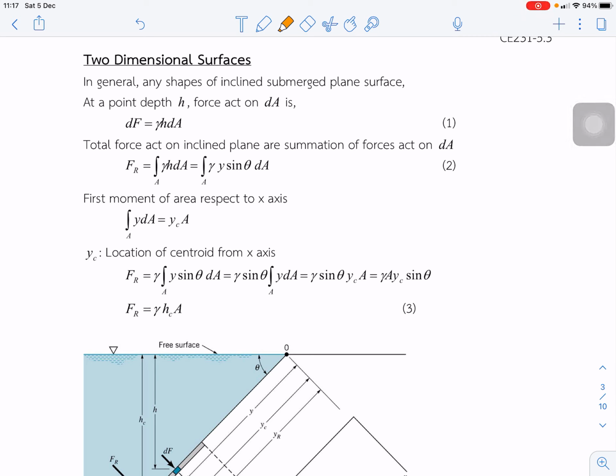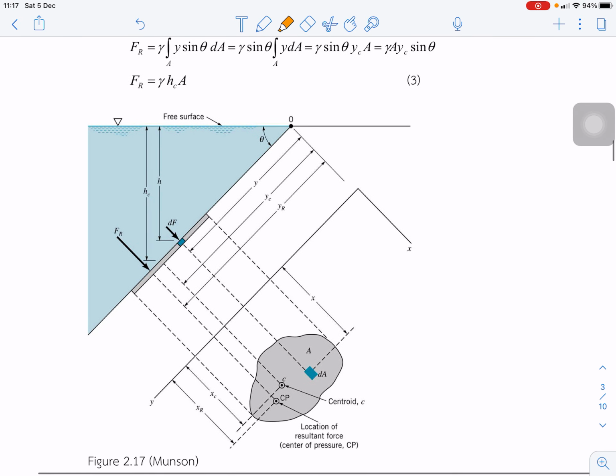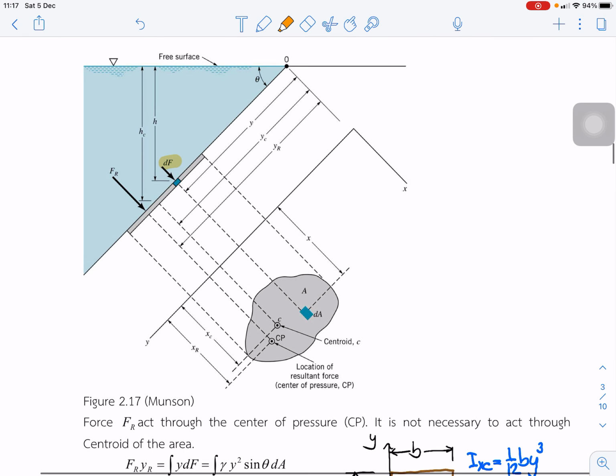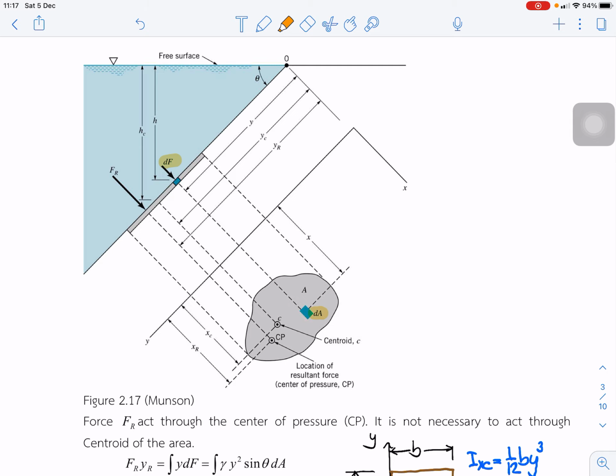Next topic for lecture 5 is the two-dimensional surface. In general, for any shape of inclined submerged plane surface, consider a point at depth h with area dA. So dF is equal to gamma h times dA.